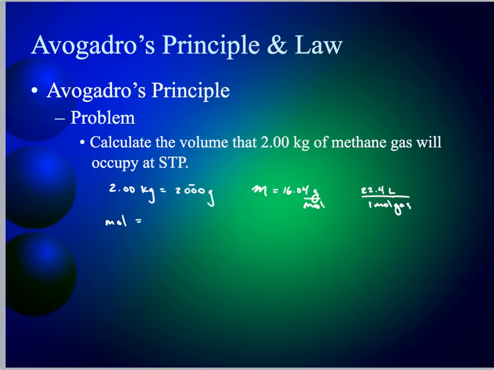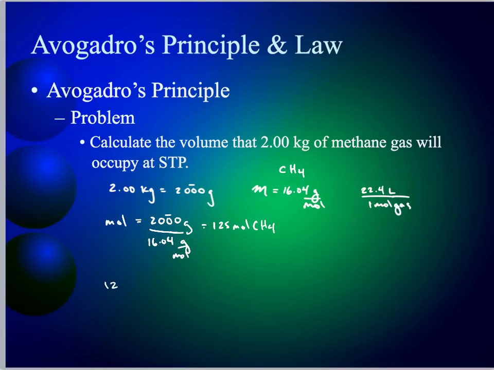Methane, by the way, is CH4, if you don't remember. Moles here will be 2,000 grams divided by 16.04 grams per mole. And that's going to give us, with 3 significant figures, 125 moles of CH4.